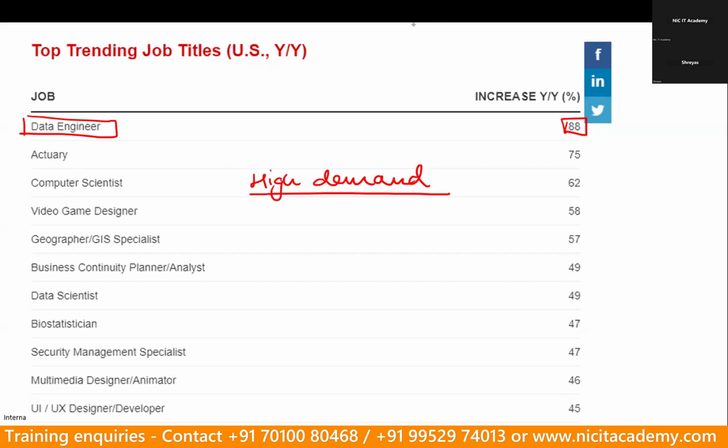Now, if I just consider the non-IT workspace for data engineers, in the non-IT sector, more than 50% of data engineers work in the BFSI sector. What is BFSI? Banking, finance, and insurance. So if you want to understand which sector is demanding more data engineers, if not the IT sector, then it is your banking, finance, and insurance sector, because they also have to deal with a lot of data.